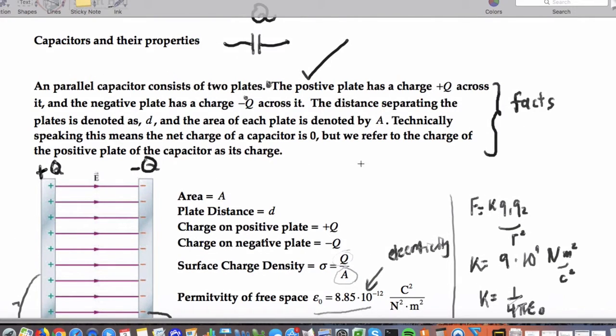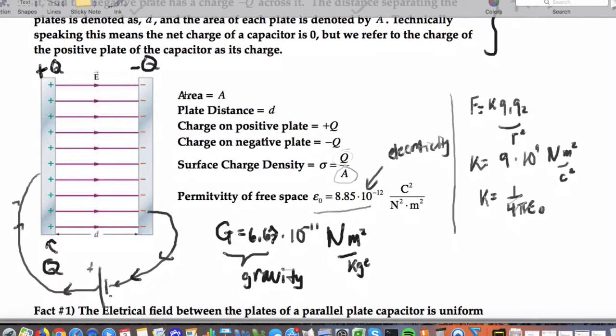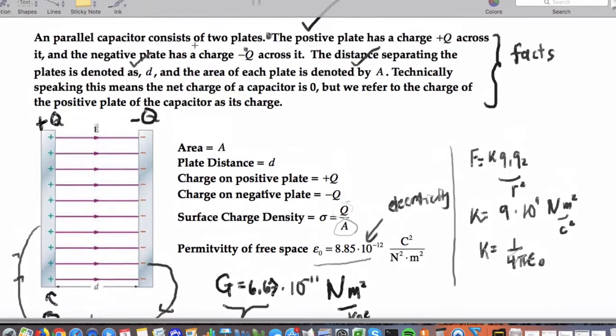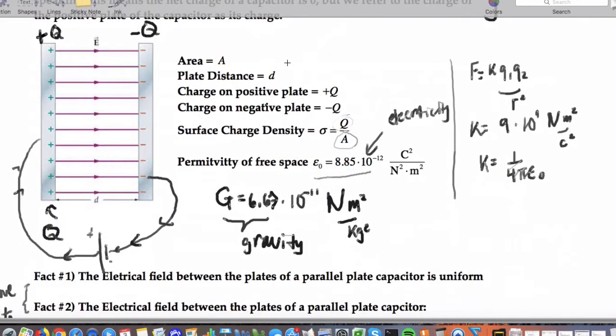Next, the distance separating the plates is denoted as D. The area of the plate is denoted by A. And so yes, the net charge of the capacitor is 0, but we always refer to the charge on the capacitor by referring to the positive plate charge, which is what we did in circuit theory. Now, what we're interested in doing is getting into the fundamentals of how capacitors behave.